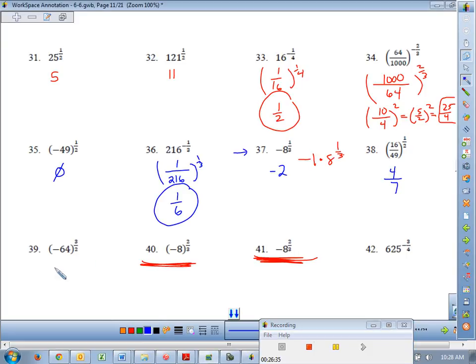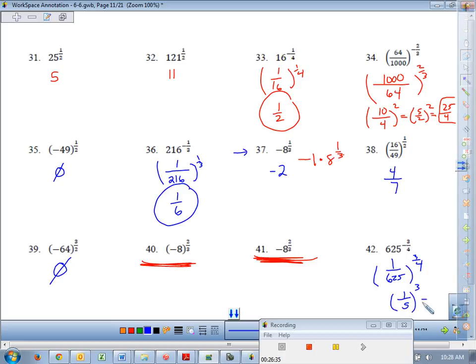So I want to kind of go out of order. What do you think about 39? Can't do it. Negative base, even root. Correct? Jump over here. 42. Let's skip these for a second. Can you do 42? Yes or no? Yep. Got to do a little bit of this, though. Negative exponent. 4th root. Looks like that'd be 1/5, baby. Correct? To the 3rd power, which is 1/125. Correct?